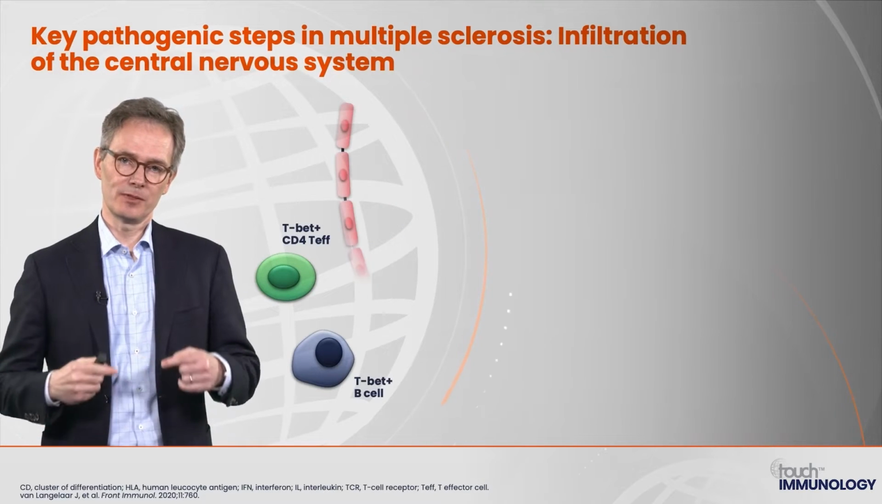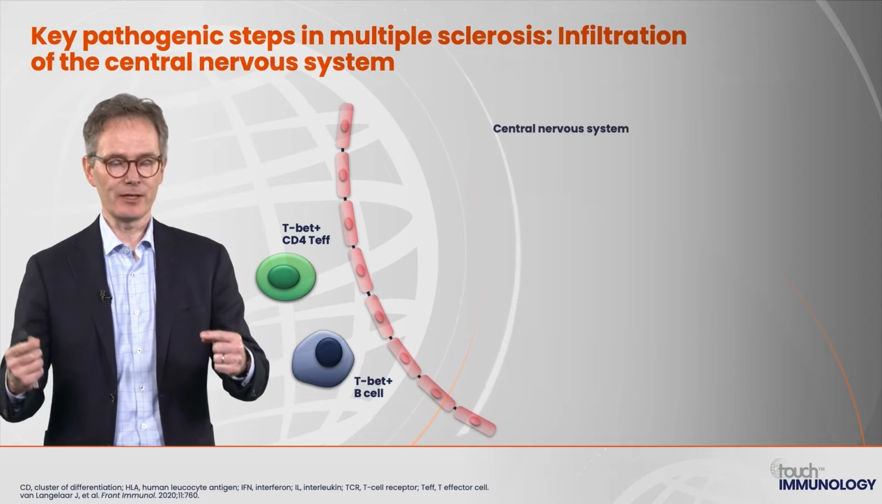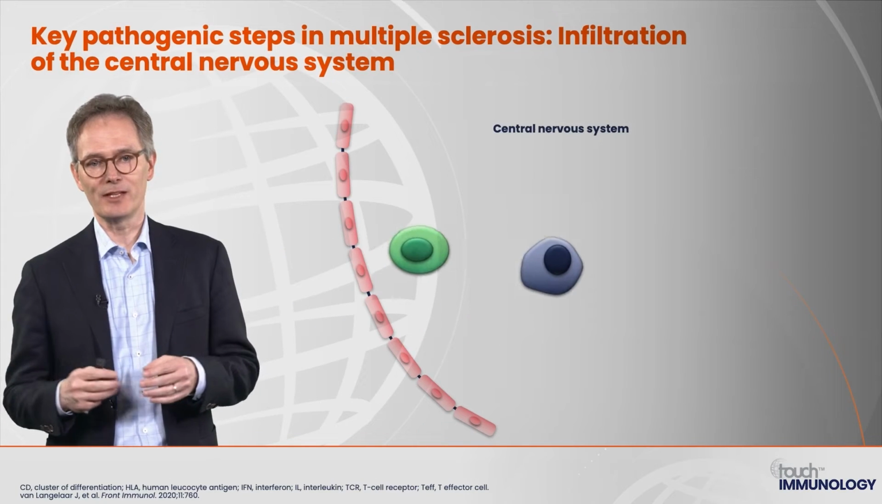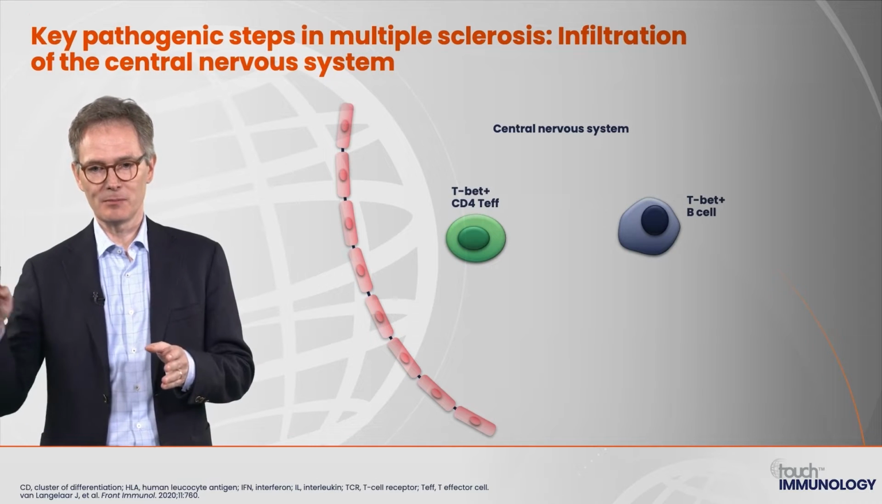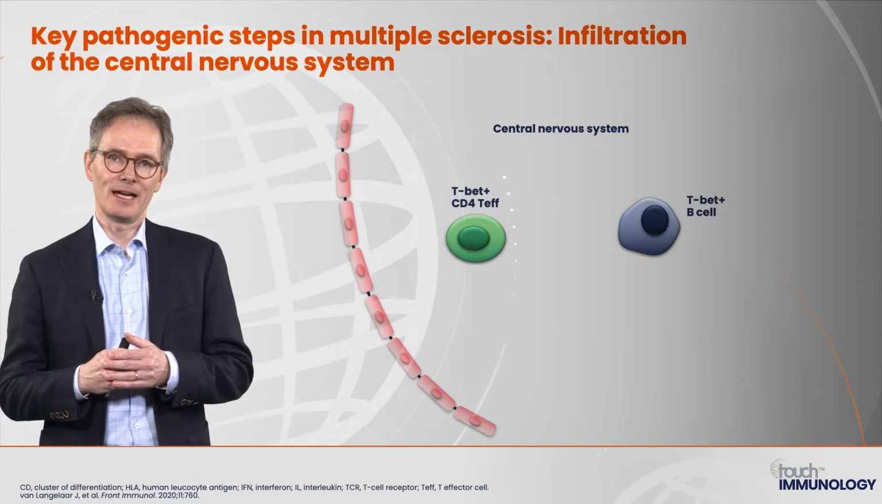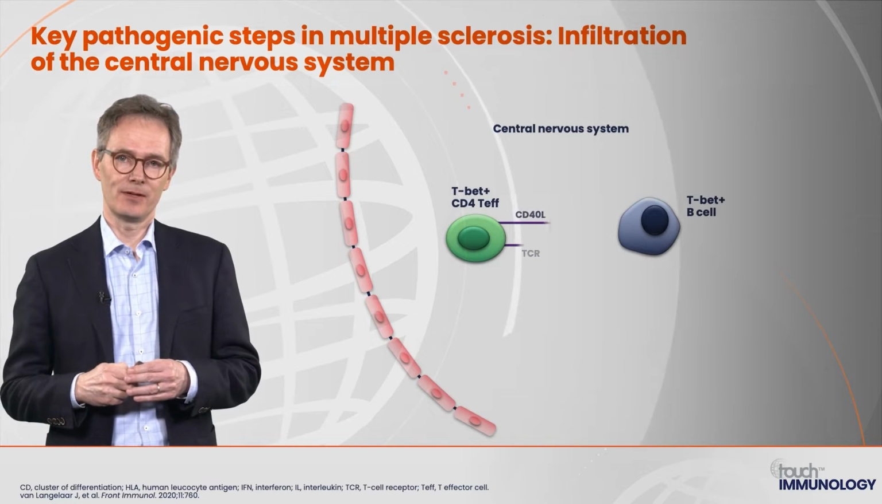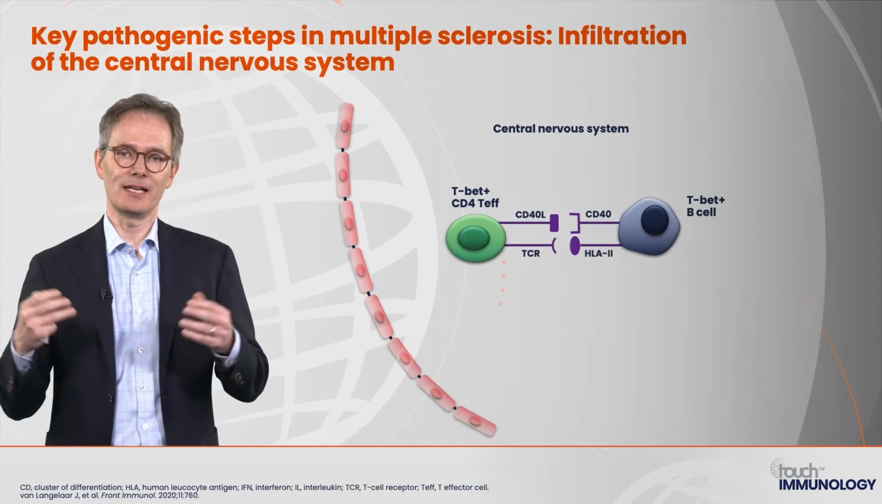So I told you the immune cells go through the blood-brain barrier and then they accumulate in perivascular cuffs. So that's the region between the endothelium and the basement membrane. And there, these immune cells need to get reactivated. So the T cells have to see their antigen again.